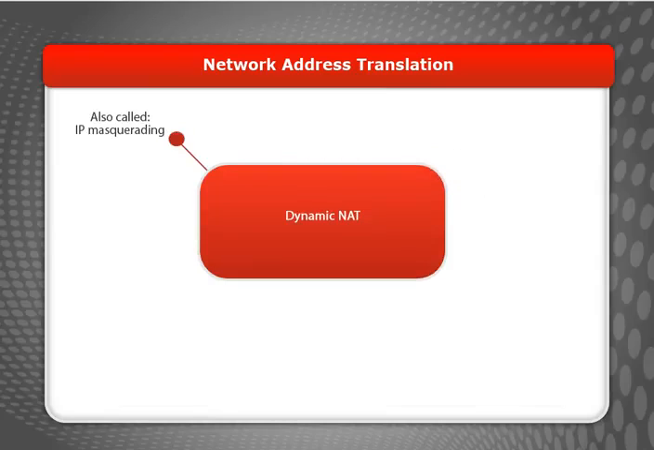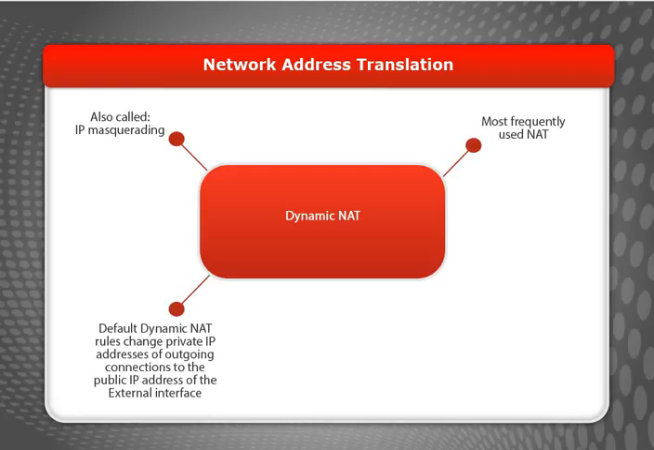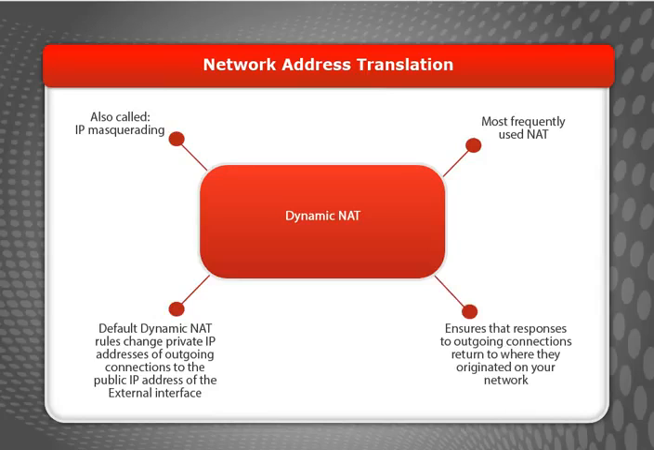Dynamic NAT, also known as IP masquerading, is the most frequently used type of NAT. Because by default, the firewall's dynamic NAT rules change the private source IP address of any outgoing connection to the public IP address of the external interface, you might not even realize dynamic NAT is occurring. Dynamic NAT ensures that the responses to your users' outgoing connections return to where they originated on your network.